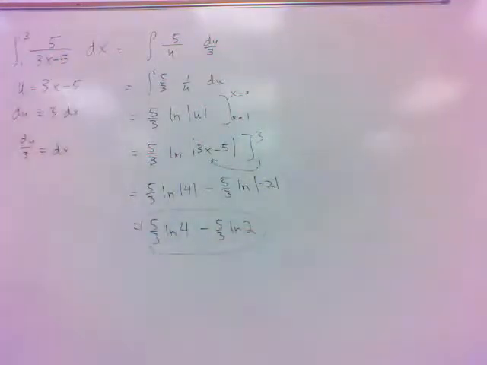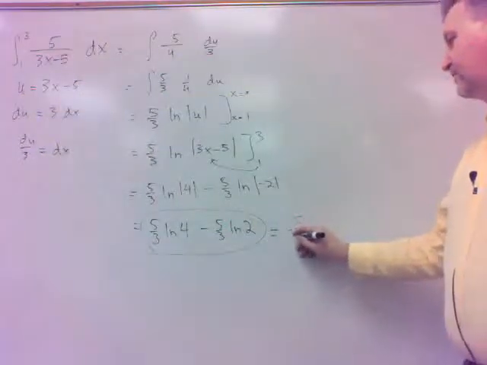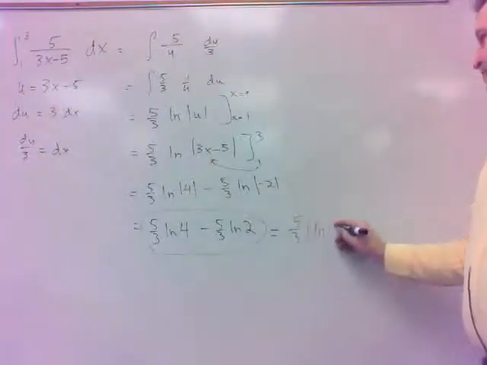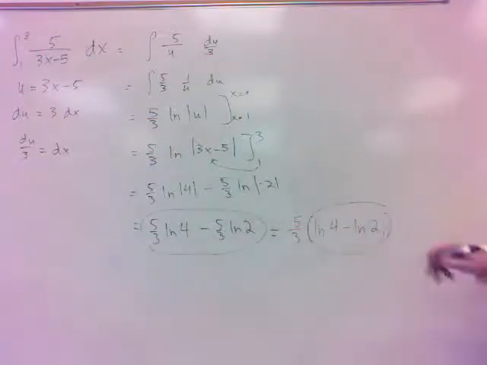Which is a pretty good answer. But let me show you how to make this answer even shorter. I mean, you could do the decimal, but remind you of a couple of things. Factor out the 5/3 there. So I get the ln of 4 minus the ln of 2. What do you know about subtracting logarithms? Can't those be combined?